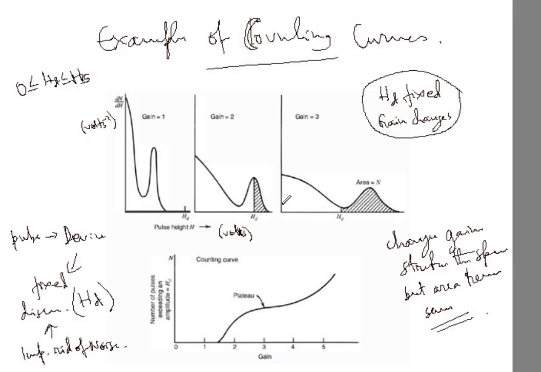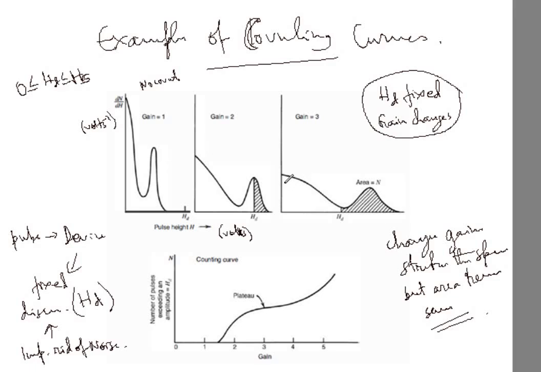Okay. Now let us discuss this figure. When the gain is 1, we will not observe any counts, because all the pulses will have values smaller than HD. So no counts. Right. What about here? We will observe some counts which are a little bit greater than HD over here, and here we will observe the majority of the counts.